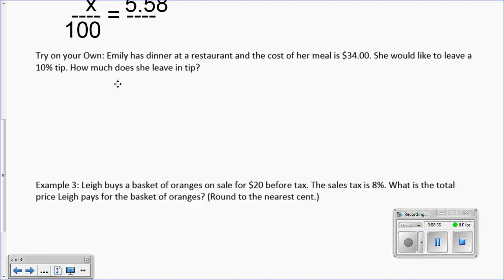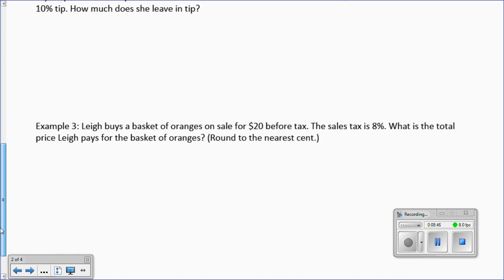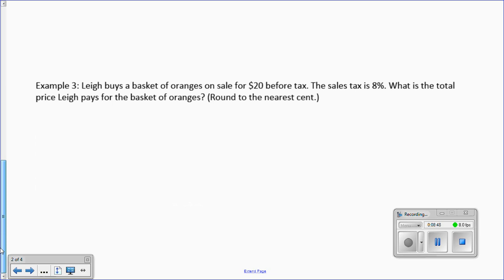So it's just like the tax one. Tip is no different than tax, other than who the money actually goes to. The math is still the same. So go ahead and try this one on your own. Okay, you can pause the video. We'll do example 3. Okay.